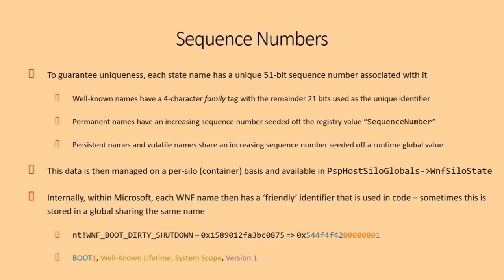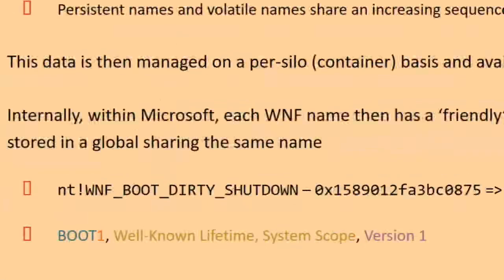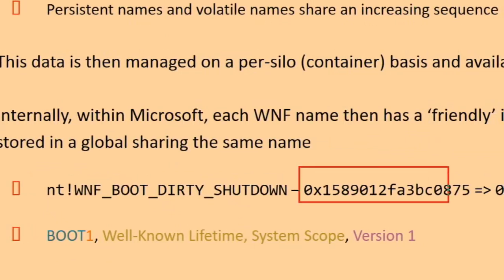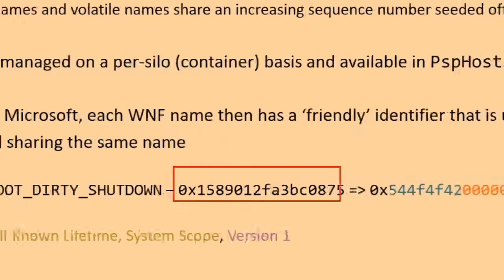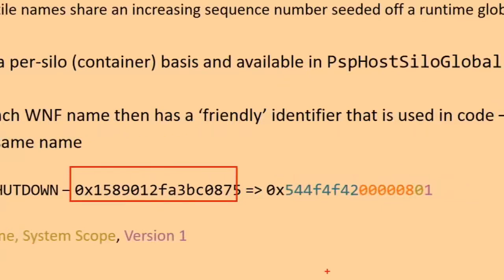So here's an example of a state name, WNF boot dirty shutdown. That's its friendly name, what you can see in the symbols. What it looks like if you open this up in IDA is 15890, a bunch of hex numbers. You XOR those hex numbers with that magic key, and then you get something that still looks like magic hex, but it's a little bit more readable now. And some of you can probably recognize, okay, that looks like ASCII. There's some meaning to this.